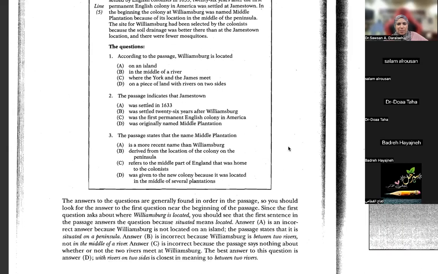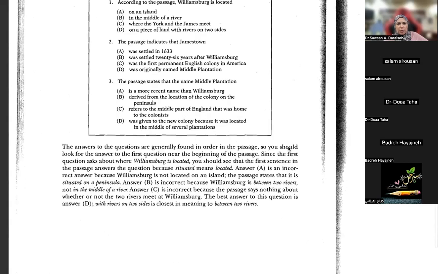"Was given to the new colony because it was located in the middle of several plantations?" Not several. Between two. Yeah. So two rivers, right? D is the correct answer. But why is D the correct answer?